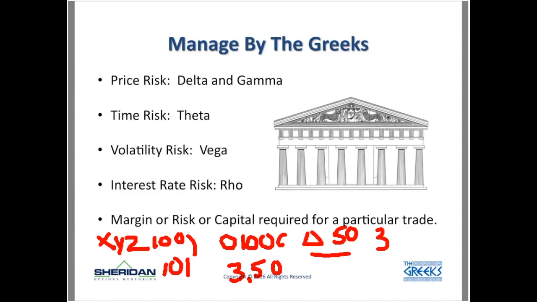Stock has no gamma. If you own 100 shares of stock at 100, you own 100 shares of stock at 101. And you know what? You own 100 shares of stock at 99. So gamma is just describing this delta phenomenon, how that changes.